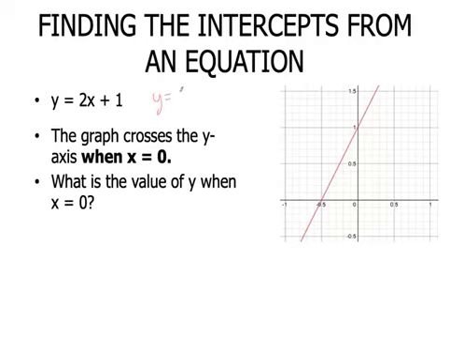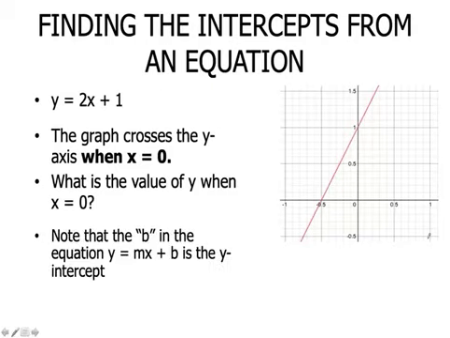y equals 2 times 0 plus 1. So that's 0 times 2, 0 plus 1. It's 1. And so the y-intercept of this equation is 1. I didn't even need to graph it. You'll note, if you know your linear functions well, that the y-intercept is always the b in the y equals mx plus b equation. But that's for another lesson. Feel free to check out linear functions for that.